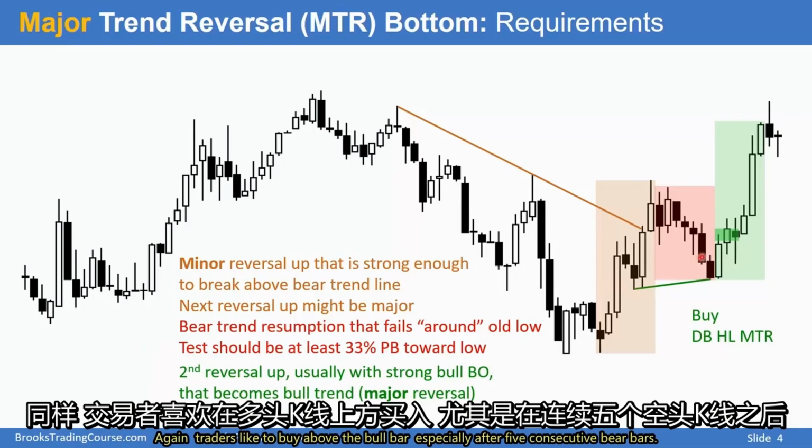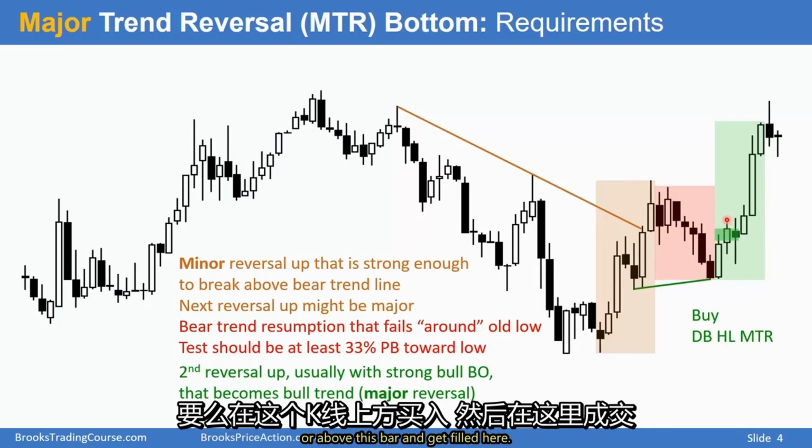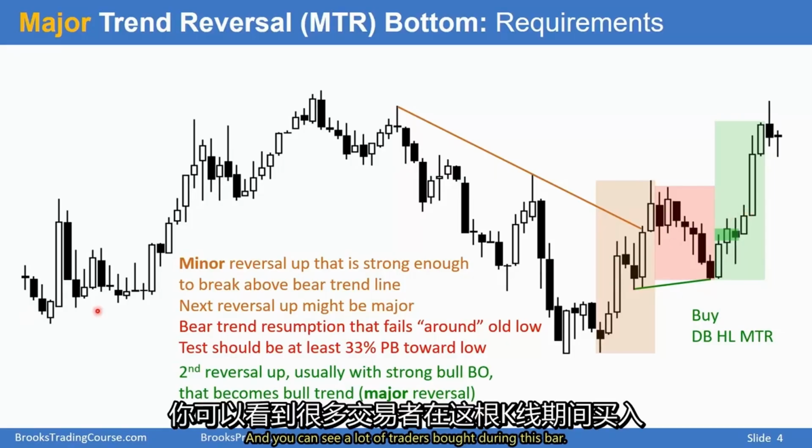Again, traders like to buy above a bull bar, especially after 5 consecutive bear bars. Most traders will not buy above the bear bar, so they'll either buy above this bull bar or above this bar and get filled here. And you can see a lot of traders bought during this bar.